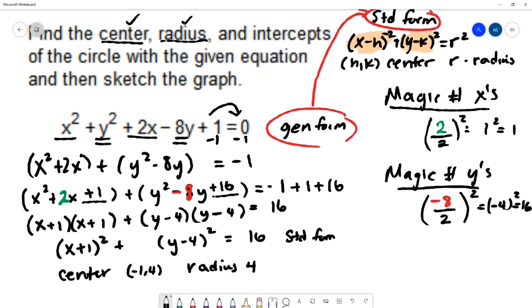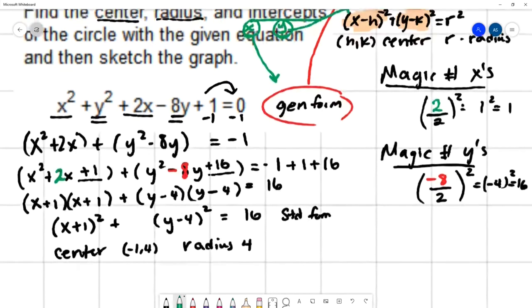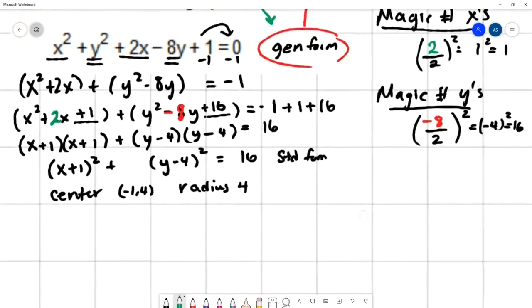Now we also want to find the intercepts of our circle. You can find the intercepts using general form, or you can find the intercepts using standard form. How about we do this? I will find the x-intercept and the y-intercept. I'll find the x-intercept using general form, but I'll find the y-intercept using standard form, just so you can see a variety of ways to do it. So let's start with this general form.